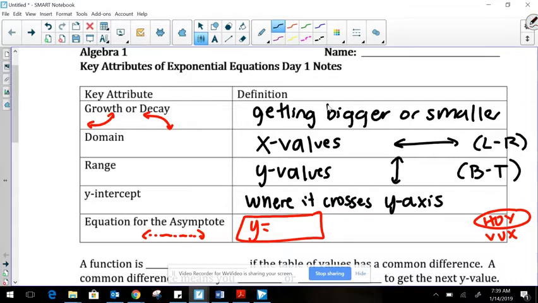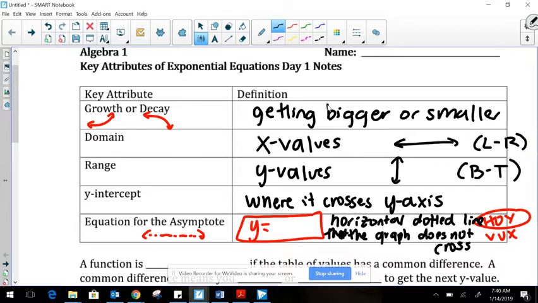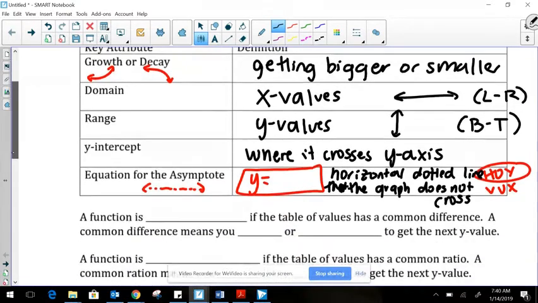So I'm going to write out what this is. It's a horizontal dotted line that the graph does not cross. Okay, now we have a couple fill in the blanks.